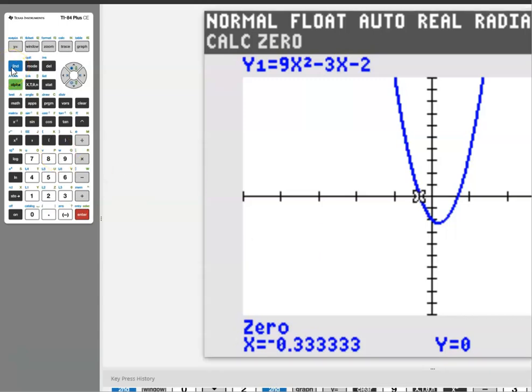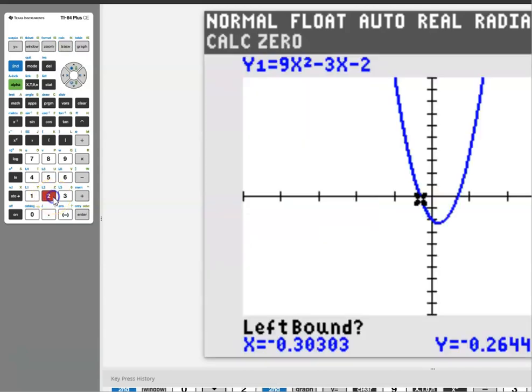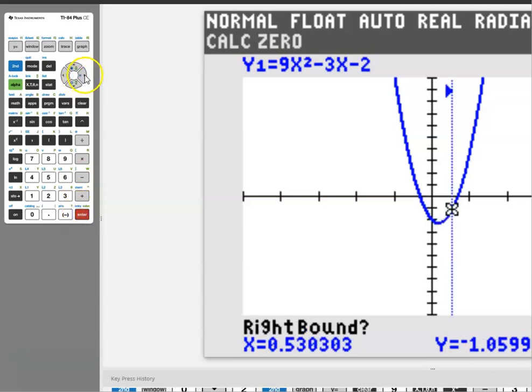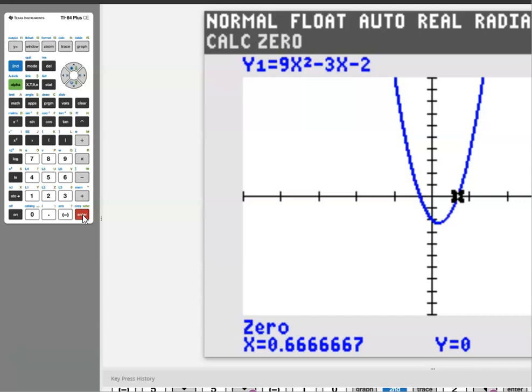Okay? So let's find the other root, which is here. And I'm going to say second trace, which gives me calc. And I want to have the 0. And I'm going to move my cursor so that it's under here. Hit enter. Move it one more place. Hit enter. And then guess. And that's my second one. This is +2/3, comma 0.